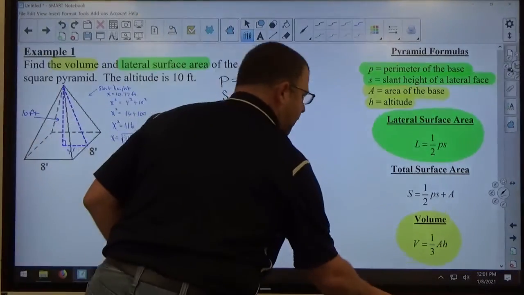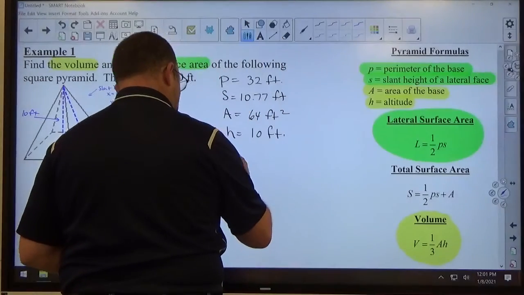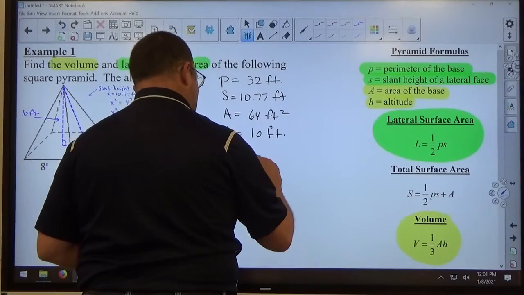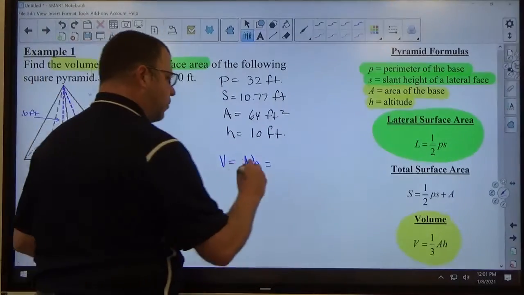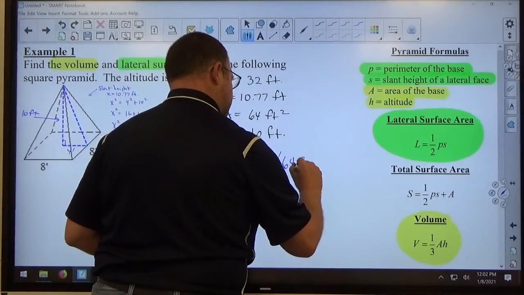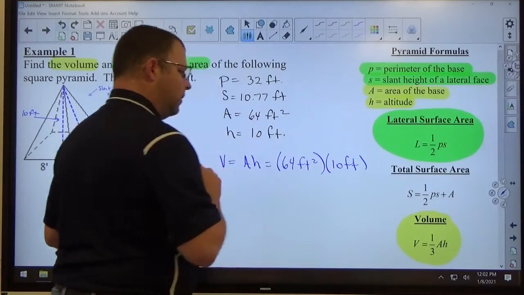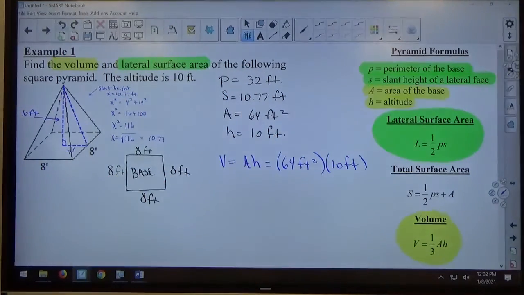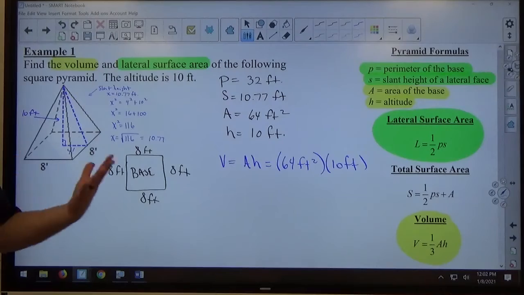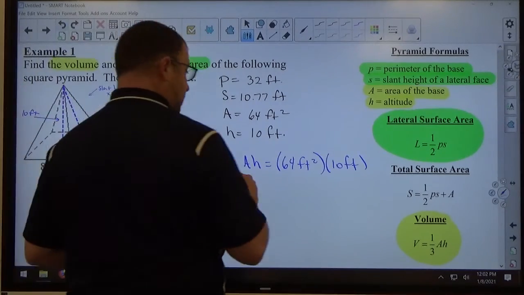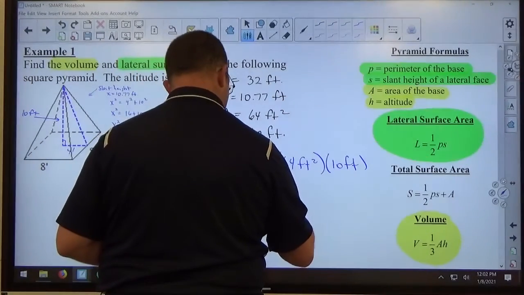So the volume, the first thing they asked for, the volume is equal to A times H. Well, in this case, A is 64 square feet. H is 10 feet. And if I'm multiplying square feet times feet, that makes cubic feet. The correct unit for volume. 64 times 10 is 640.